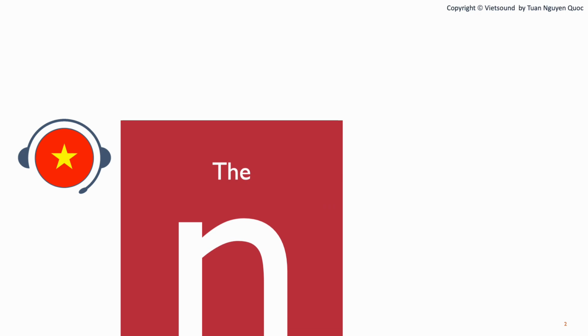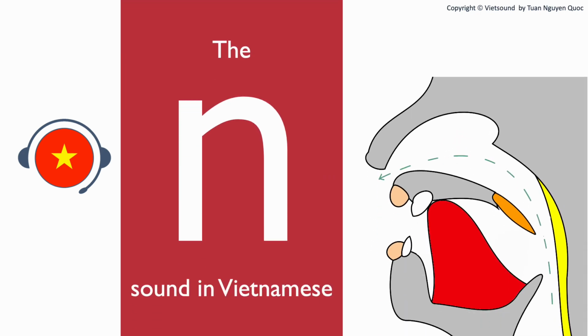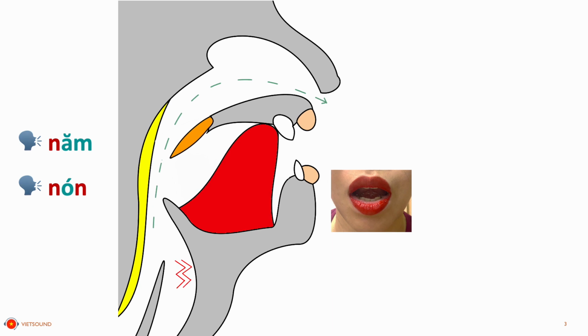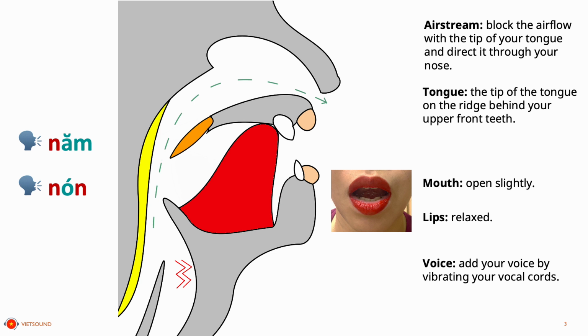Today we're going to talk about the N sound. So are you ready? Let's get started. The N sound can occur at the beginning of the word, like in the word nam, or at the end of the word, like non. Now let's see how to pronounce the N sound.